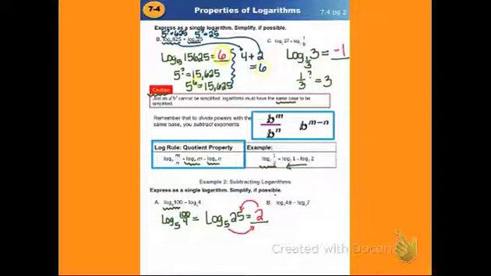Let's make this next one a you-try question. See if you can try this one. This one seems like a pretty easy one. First combine the two logarithms into a single logarithm, and then simplify if possible. So pause the video now and give this one a try independently.